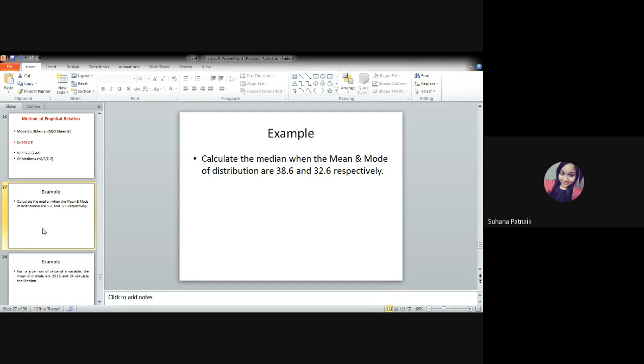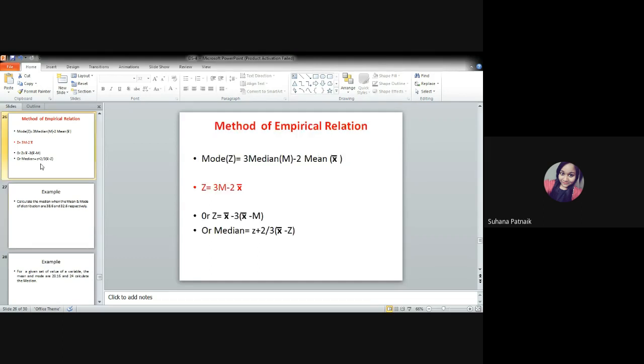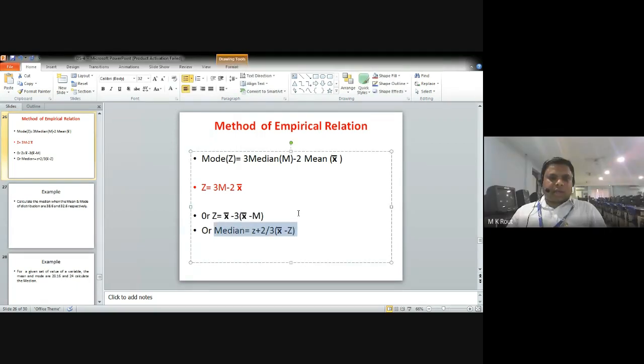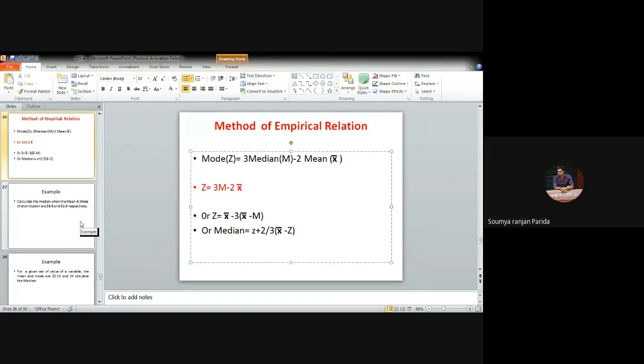So which formula do you apply here? The median formula. You can use the last one, that is median equals Z plus 2 by 3 into mean minus mode. Just calculate.